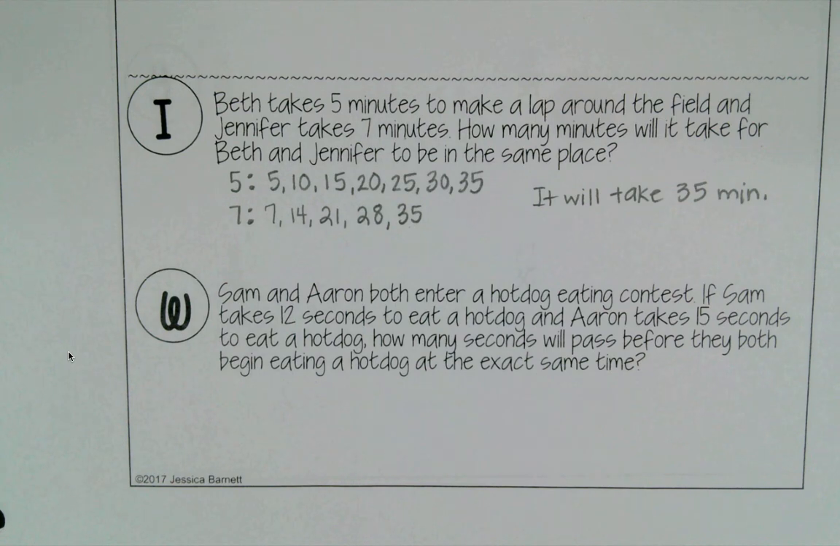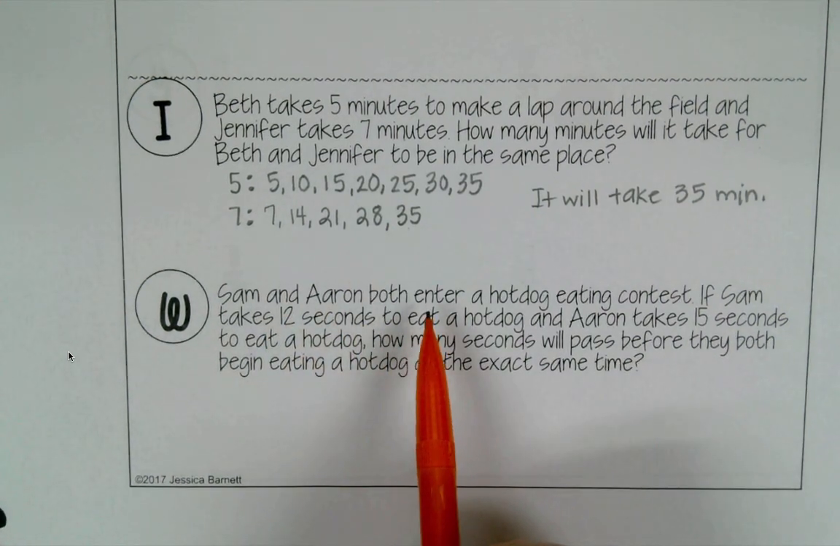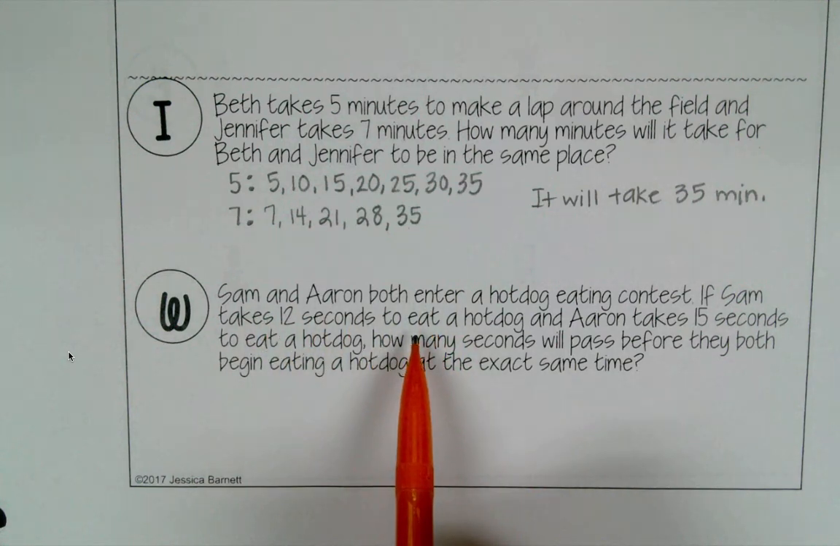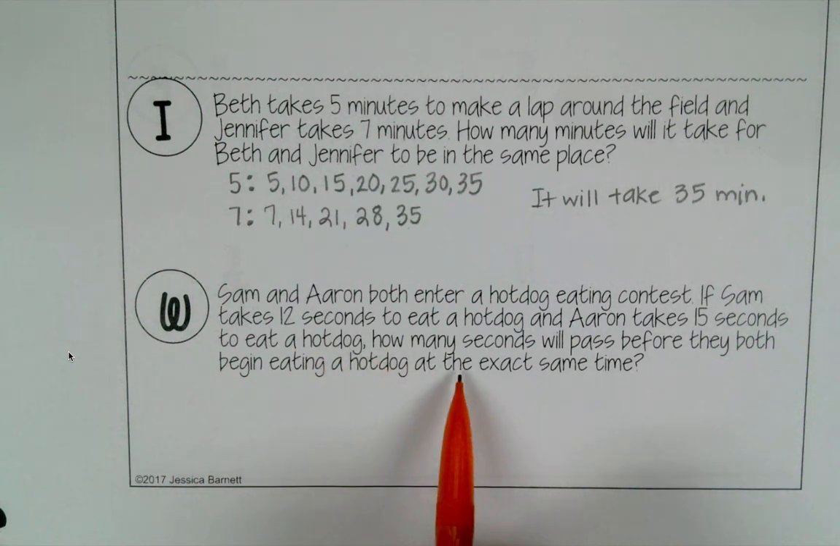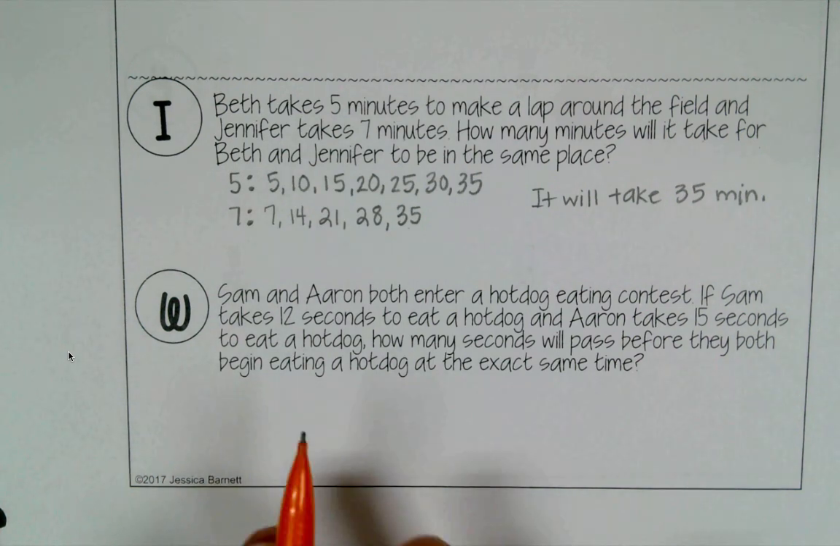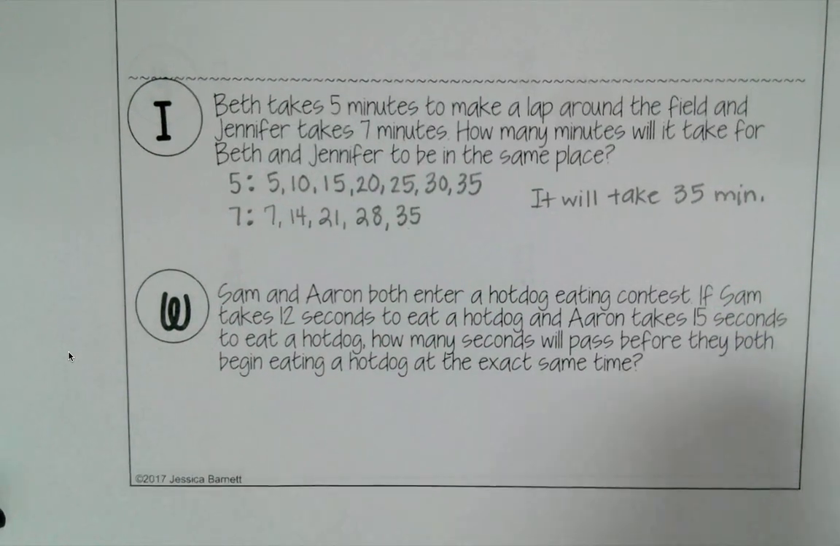Okay, so next one. Sam and Aaron both enter a hot dog eating contest. If Sam takes 12 seconds to eat a hot dog and Aaron takes 15 seconds to eat a hot dog, how many seconds will pass before they both begin eating a hot dog at the same exact time? So when they ask you about passing time, like moving forward, we're thinking about multiples.